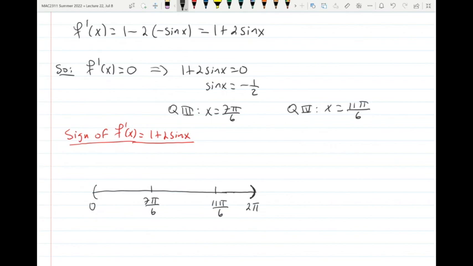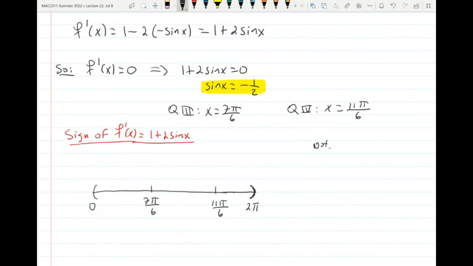Now, if we want to analyze the sign of the derivative in this interval, there are many ways to do this, like just picking points and plugging in. But we can do this very easily, because this is the same as comparing sine versus the line negative 1/2. Whenever sine is bigger than negative 1/2, the derivative is positive. Whenever sine is below the line negative 1/2, the derivative is negative.